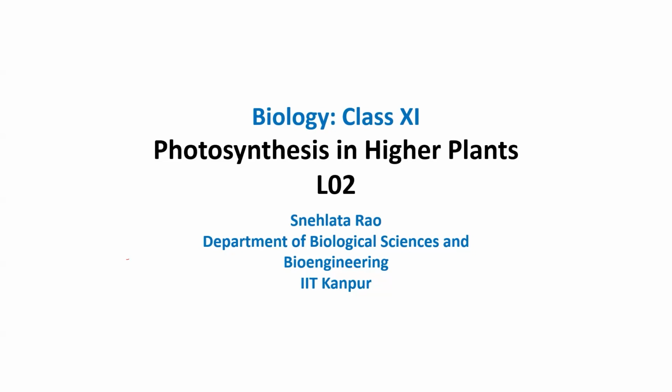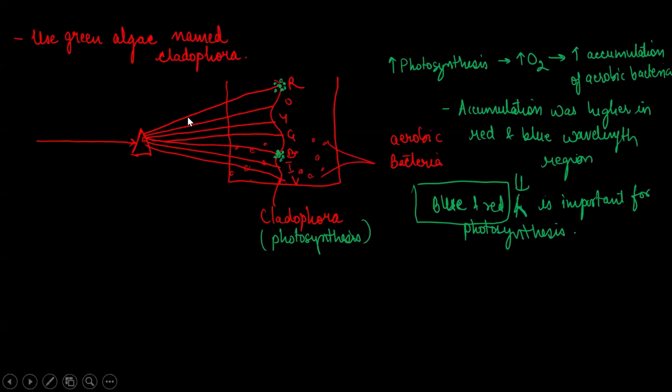Today we will continue with the next lecture of the chapter Biosynthesis in Higher Plants. In this lecture we will start from where we left in the last lecture. What we studied in the last lecture was one experiment that was performed by T.W. Engelmann, who described what wavelength of light is important for photosynthesis. And we saw this in the last lecture.